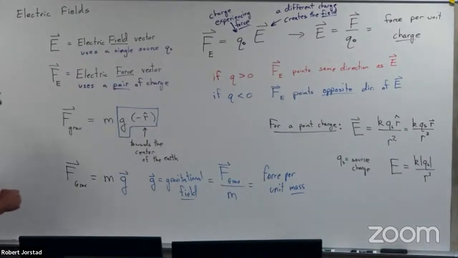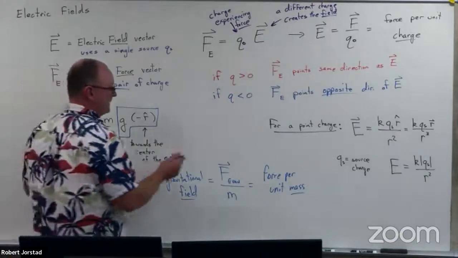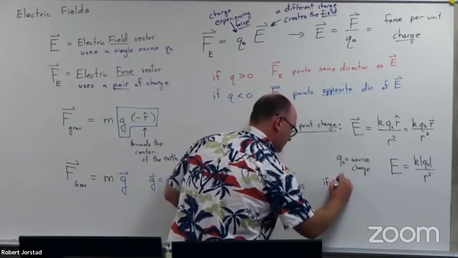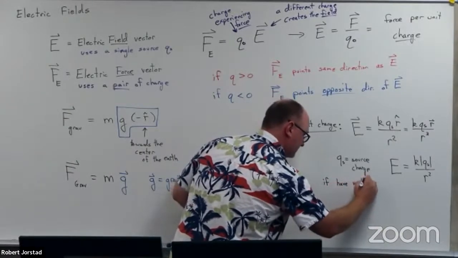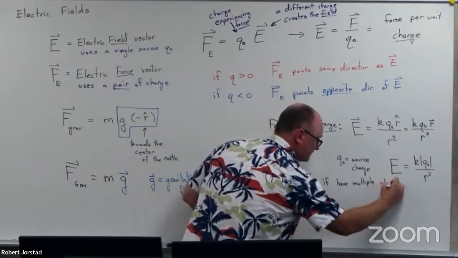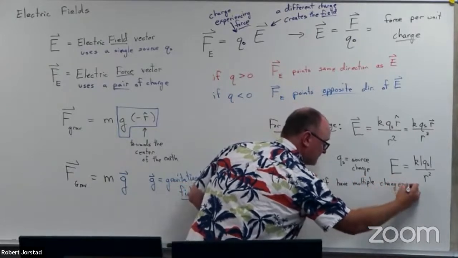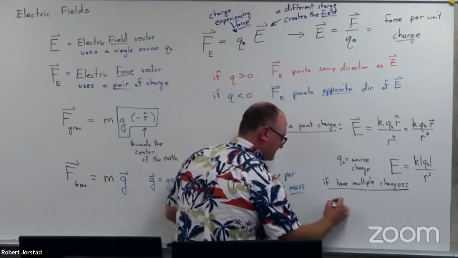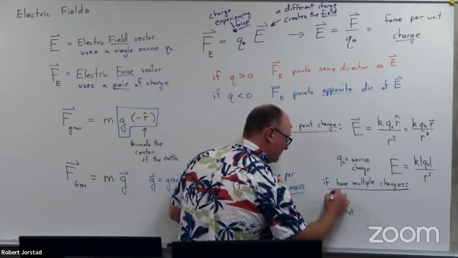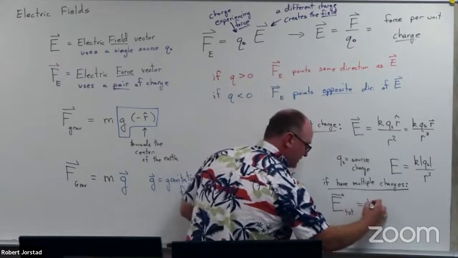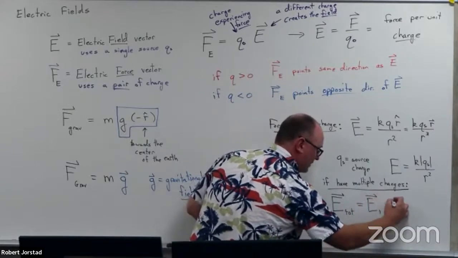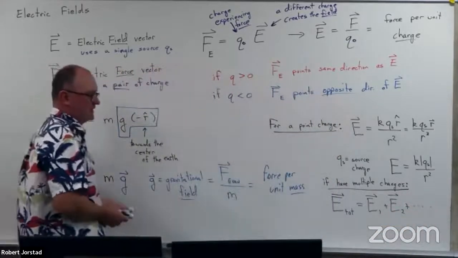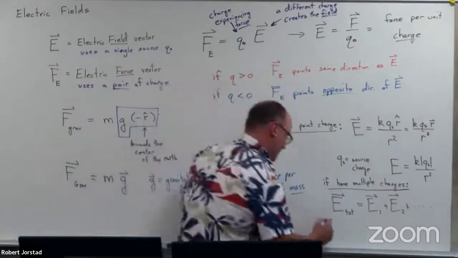Lastly, I know I mentioned this, but I want to say it again. I'm running out of room, so maybe I'll squeeze it in right here. If for some reason you have multiple charges, this was that superposition principle. The total electric field is equal to the first one plus the second one plus etc. So this principle is called the superposition principle. I'm going to write that down.